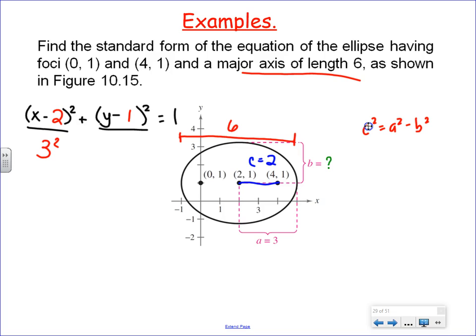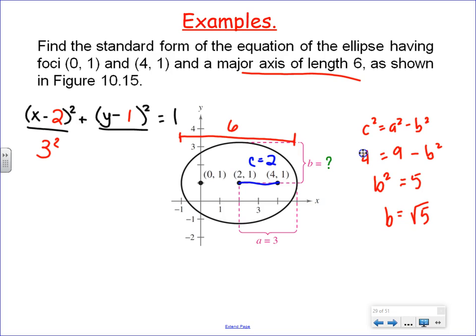So there's subtraction, A squared minus B squared. I know what C is. What is C? 2. So 4 is equal to A squared, which is 9, minus B squared. With a little bit of quick math, hopefully you can see that B squared equals 5. So B is equal to plus or minus root 5. It would just be positive because it's a measurement.